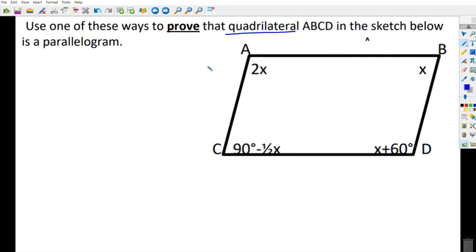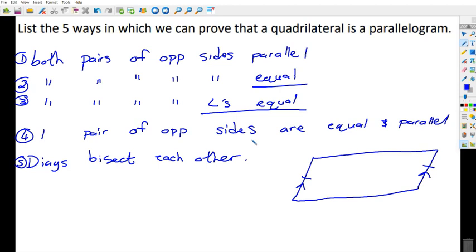They give me angles. They only gave you angles. Did they give you anything about sides? Did they give you anything about diagonals? No. So what is the only one of the 5 ways to prove that something's a parallelogram that has something to do with angles? Let's go check. There's only one. Here we go. Angles. This is the only one that has angles.